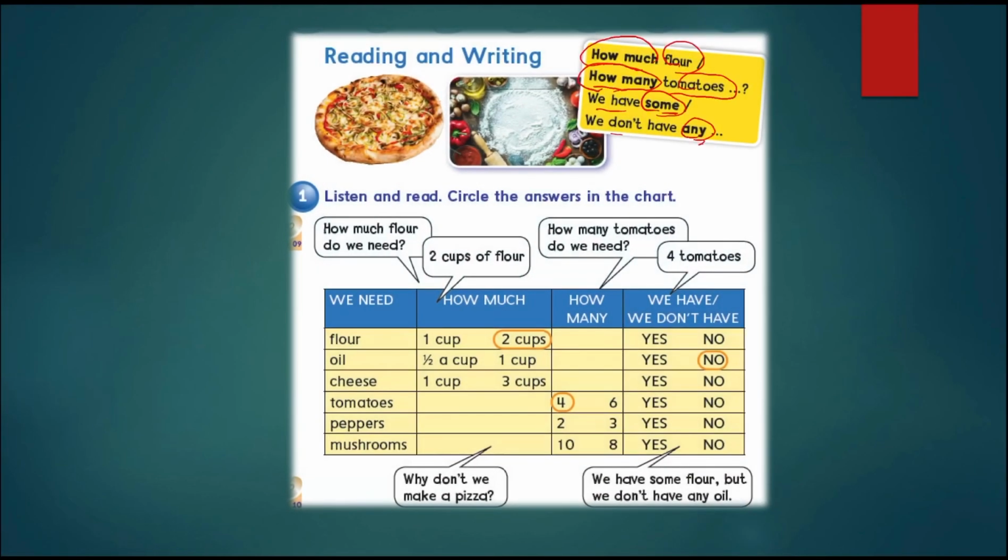Okay, that's what we need to learn here, guys. Flour, oil, cheese, all these 3 kinds of food are uncount nouns. يعني كل ال3 دول uncount nouns معناهم أسماء غير معدودة. Tomatoes, peppers and mushrooms دي بنسميها count nouns، يعني أسماء معدودة.